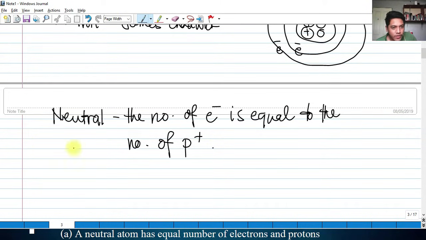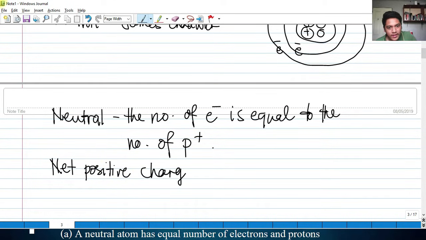And we say that we have a net positive charge, okay, net positive charge, that indicates that the number of what?